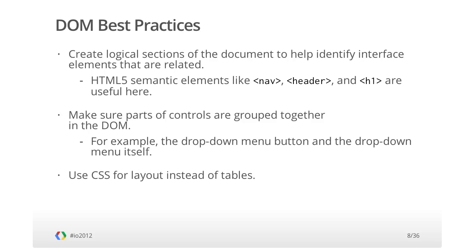You also want to make sure that parts of controls are grouped together in the DOM. I see this a lot, where you'll have a drop-down menu button somewhere in the DOM, but the drop-down menu itself is all the way at the end of the DOM. You can use CSS to make this make sense visually, but if someone sees only the DOM, they're not going to know where that menu is. So you can make things easier by grouping things that are supposed to be together in the DOM.